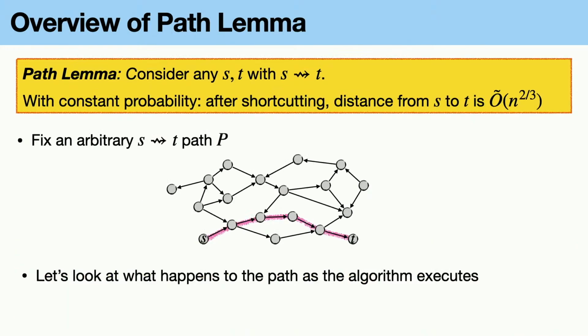So I want to give a little idea about how we would argue that the distance goes down. And to do this analysis, we're going to fix a path that we're talking about, like this pink path over here running along the bottom. Okay, and I'm going to try to reason about this in maybe a counterintuitive way, but I'm going to think about what happens to this path as the algorithm executes. The algorithm doesn't know the path. I'm not changing the algorithm. I'm just only going to zoom in on what's important to this path itself.